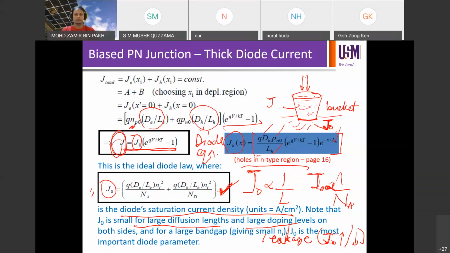Okay, the same goes for LE or LH, right? Because there are two components, for electrons and for holes, together as a total. So as long as you can ensure that the diffusion length of the carriers is long, then your J naught will be low. Or if you dope your device high, say 10^18, 10^19, rather than 10^16, 10^15, then you can keep your J naught low as well.